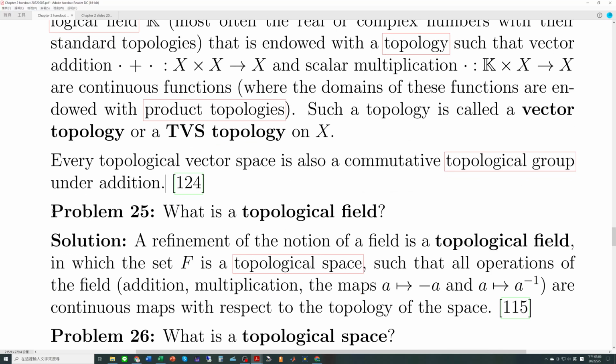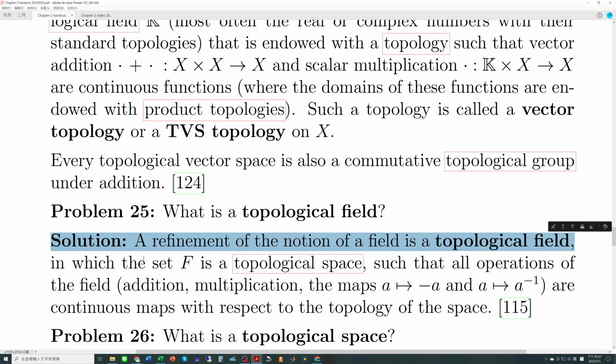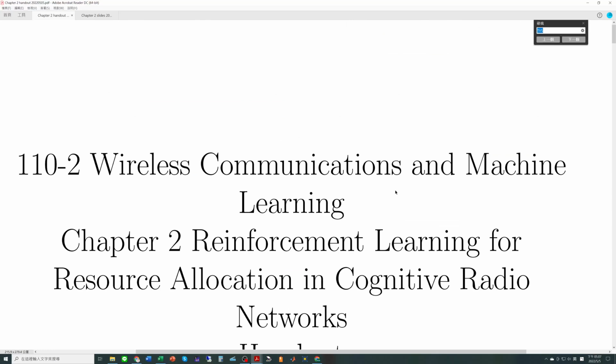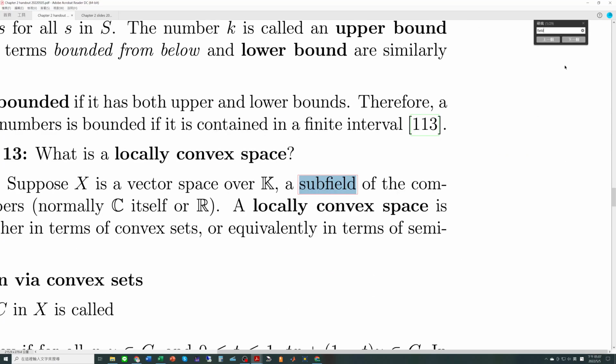Next, problem 25. What is a topological field? Solution. A refinement of the notion of a field is a topological field, in which the set, by the way, we have introduced what a field is. Let me search the field for you. Field.